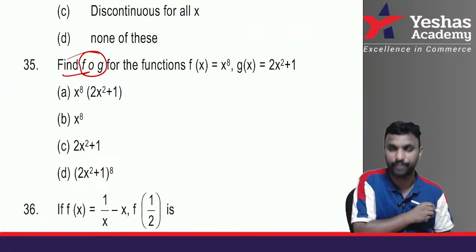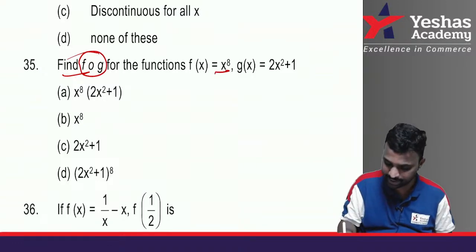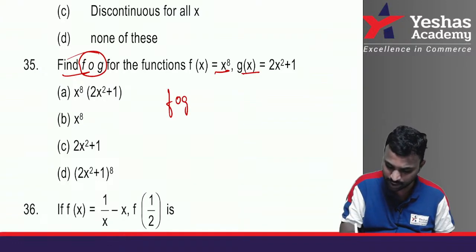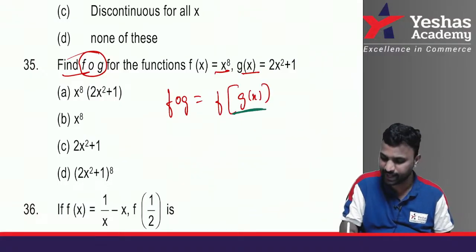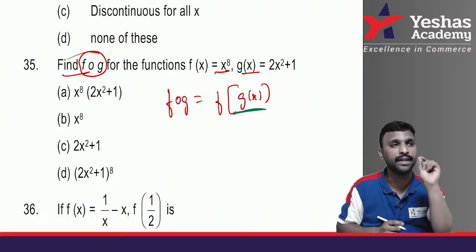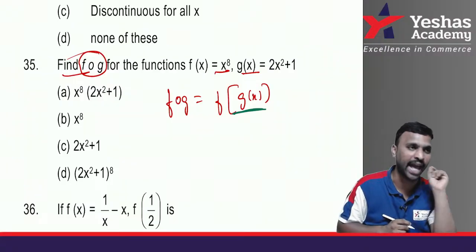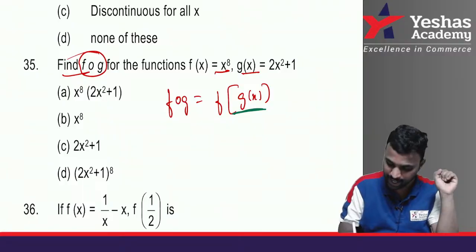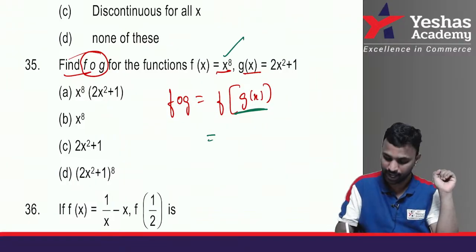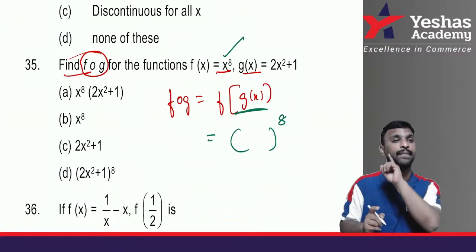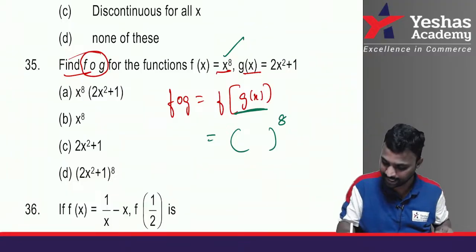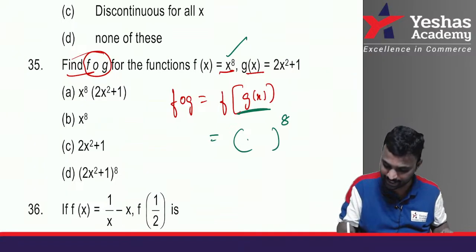Find what? Fog. You need to find what? Fog. F of x is given and g of x is given. Fog means what? F of g of x. So which one do I need to underline? G of x I need to underline, and take whatever is underlined as what? X. This looks like f of x. Guys, I have to consider f of x now. F of x is x power 8, but my x is not x, it is whatever has been underlined, that is g of x.